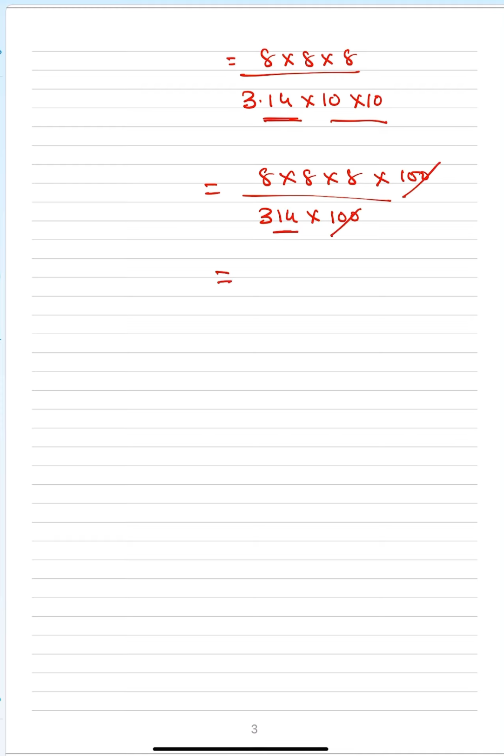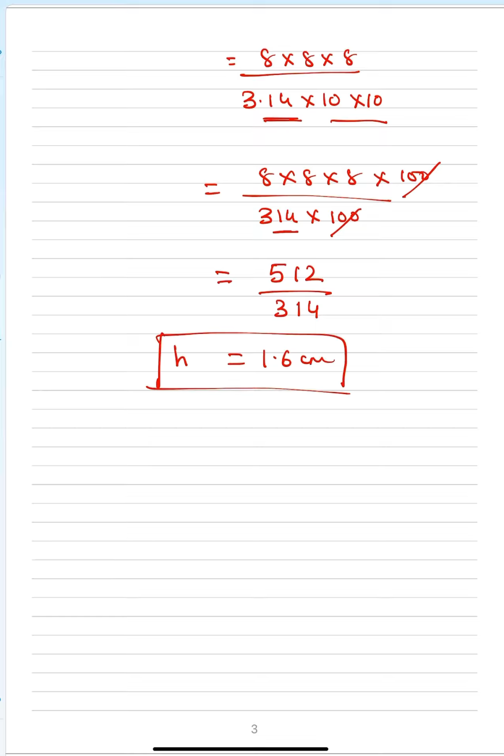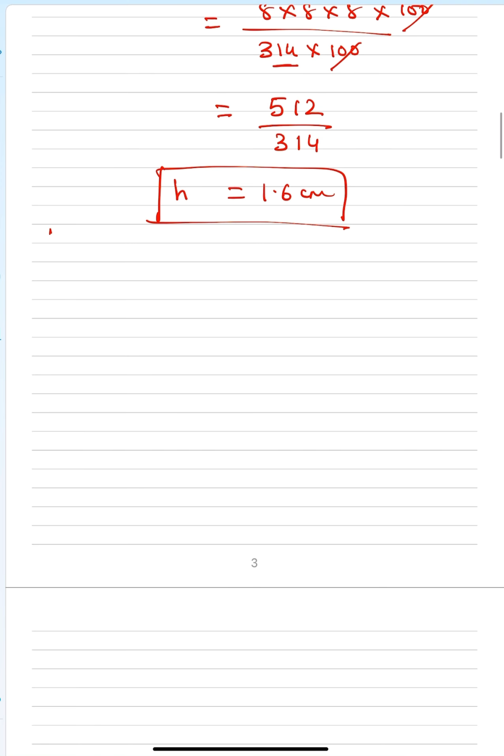Now we can calculate what is 8 cube. We all know that 64 into 8 is nothing but equal to 512. Let us divide it by 314 and your answer will be 1.6 centimeters, that is h. So h is nothing but the height by which the water is raised.